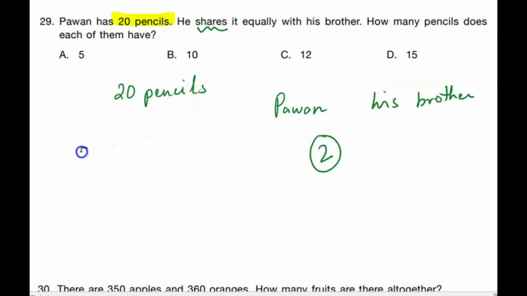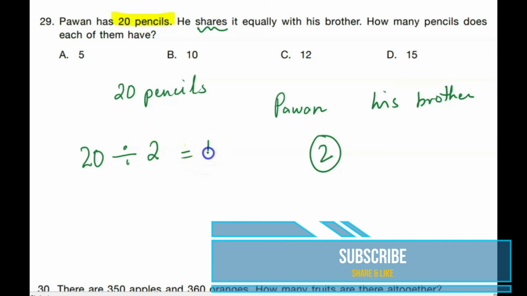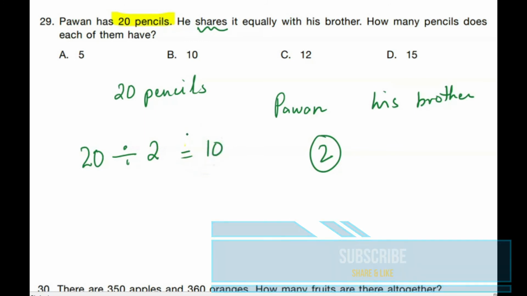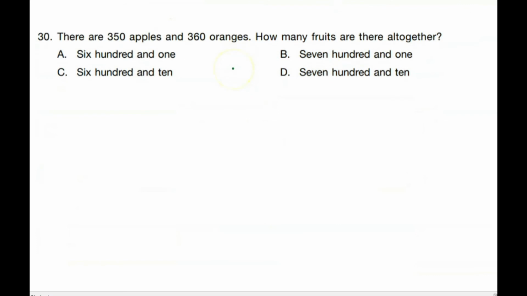So we will divide 20 pencils between 2, Pawan and his brother. So 20 divided by 2 is 10. That means both will get 10 each. For question number 29, B is the correct answer. Next, question number 30.